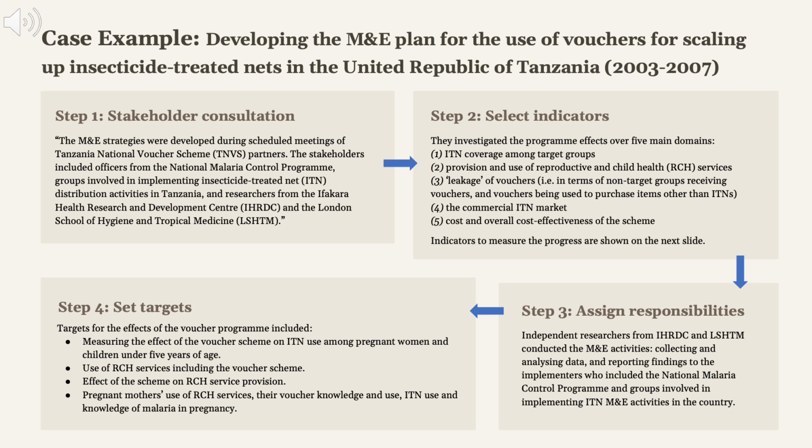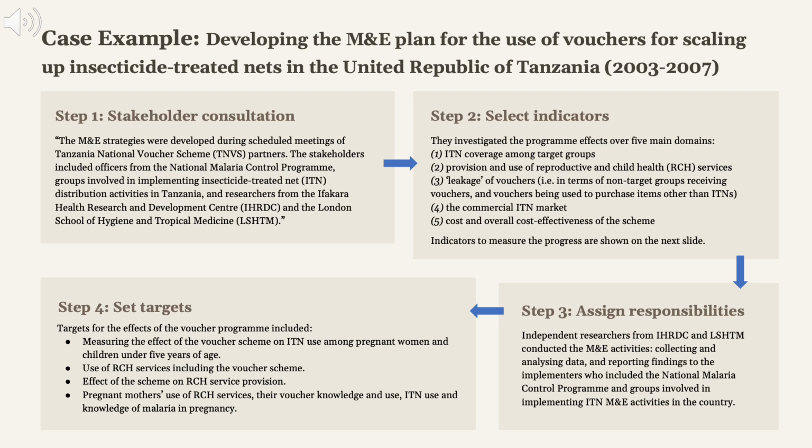The M&E strategy was developed during a series of scheduled meetings with partners in the program. These included officers from the National Malaria Control Program, the organizations responsible for distributing the insecticide-treated nets, and researchers from the Ifakara Health Research and Development Center and the London School of Hygiene and Tropical Medicine. This collaborative process ensured that the M&E strategy was both relevant and practical, as all key players had a voice in shaping it. Once the stakeholders were aligned, the next step was to define indicators to track the program's impact.